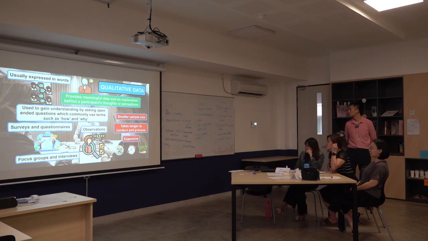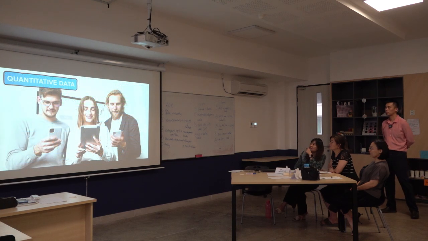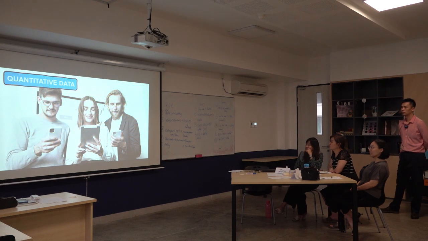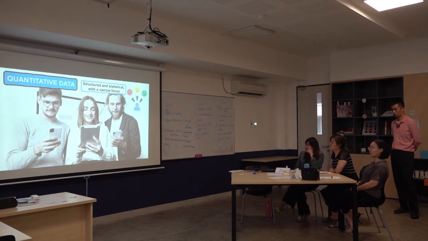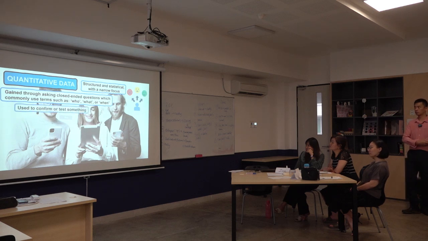So now you've got an idea of what qualitative data is, let's see how quantitative data compares. Quantitative data is structured and statistical, with a much narrower focus in comparison to qualitative data, often asking participants closed-ended questions, which contain terms such as who, what, or when. In its purest form, quantitative research is used to confirm or test something, for example, a theory or an assumption.